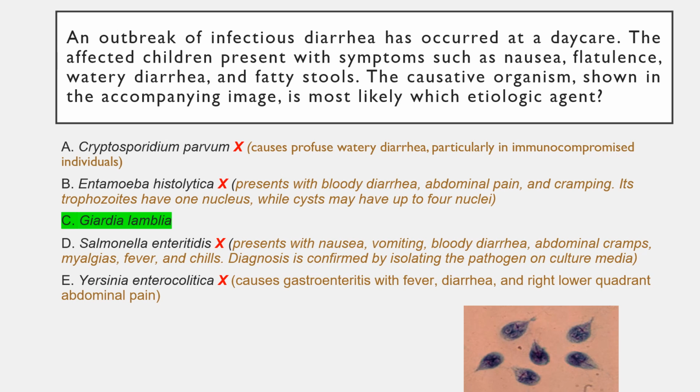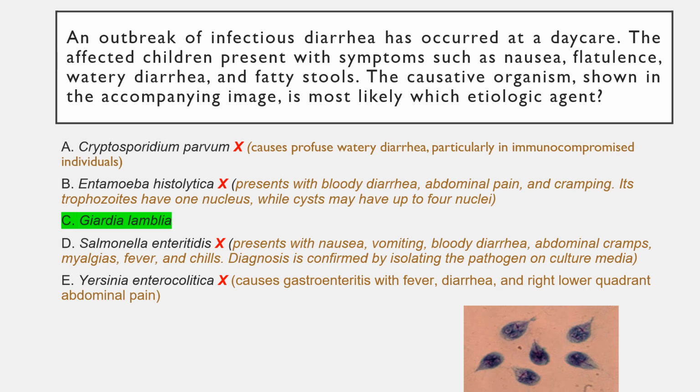Option D is incorrect as Salmonella enteriditis is a common cause of foodborne enterocolitis. The symptoms of salmonellosis include nausea, vomiting, diarrhea, which is usually bloody, accompanied by abdominal cramps, myalgia, fever, and chills. The laboratory diagnosis involves isolation of the pathogen on culture media.